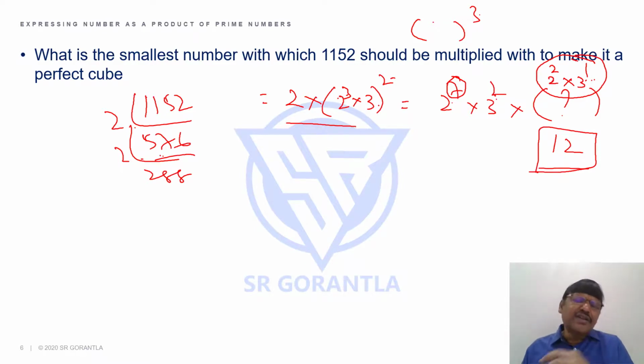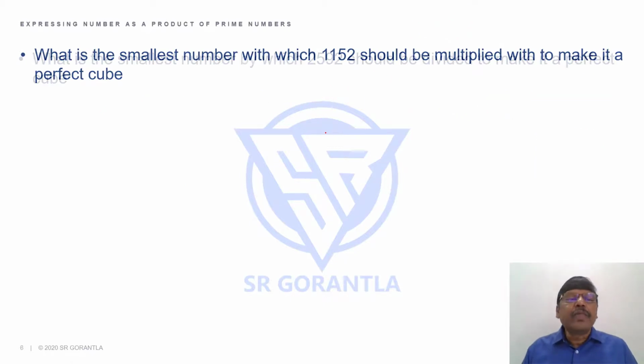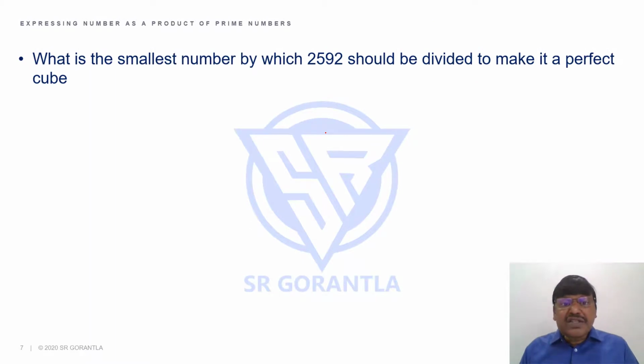Not only this, as I said, you will see a whole lot of questions in the following videos where the first step will be converting the given number into prime factors like this. We'll just see one more question, students. What is the smallest number by which 2592 should be divided to make it a perfect cube?